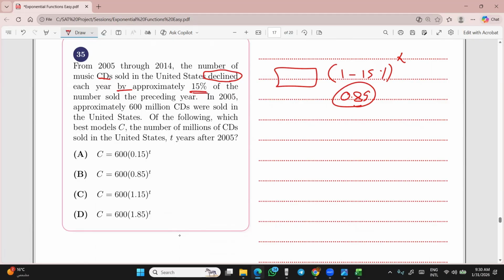Here we have a number in the beginning. It's mentioned here, approximately sold in the United States in 2005, at the beginning. So in the beginning, we put this number 600, so 600 should be written here. And then 0.85 should be written inside the parentheses because this is associated with the percentage, and then the time written as t. So that's the answer. 600, 0.85, not 1.85, of course, because this is decreasing. Declined means 1 minus. So the answer is letter B.